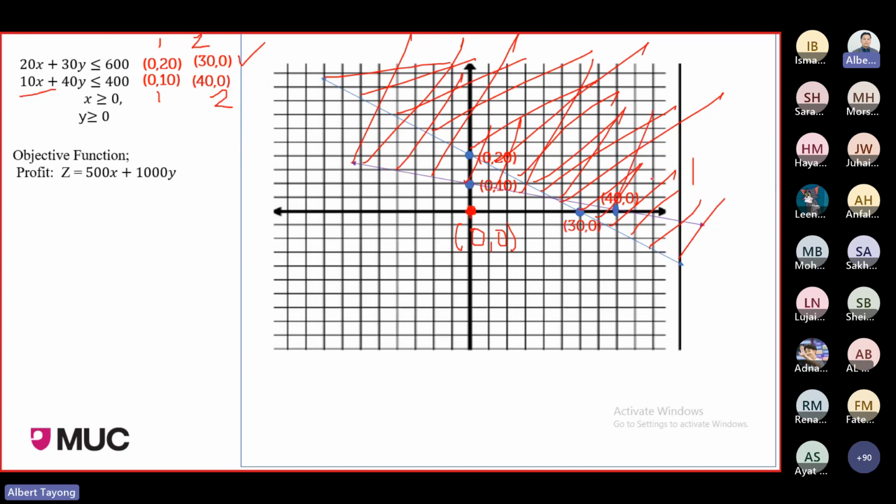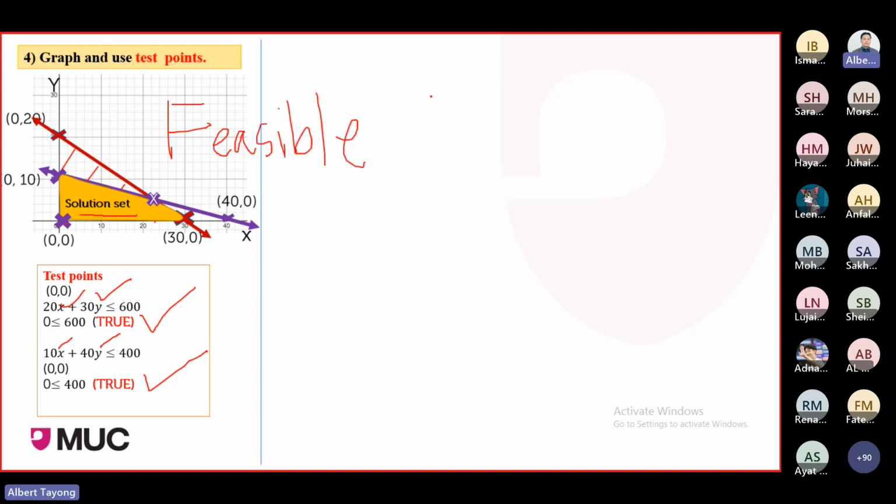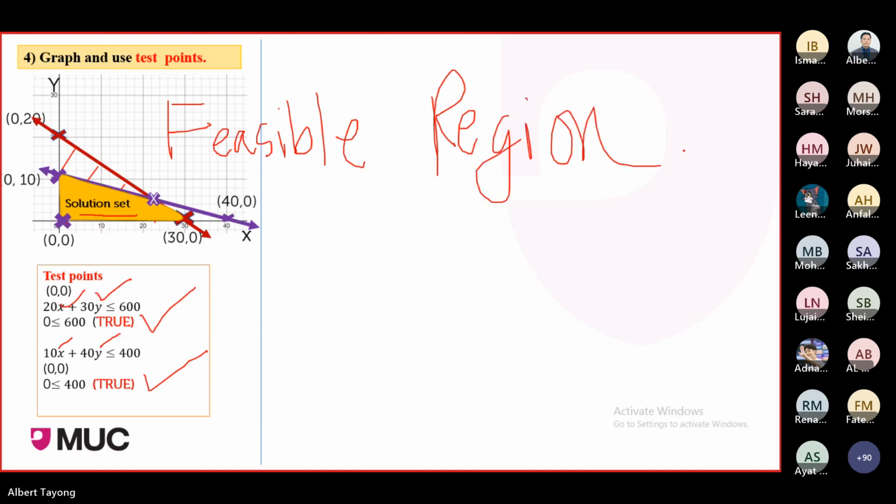So where is the remaining? The remaining is this part here. We have 4 points there. This point, this, 0, 0, and this point. Okay? So the remaining, as you can see here, is this portion. We call this the feasible region or the solution set. Or we call that the feasible region. Okay?